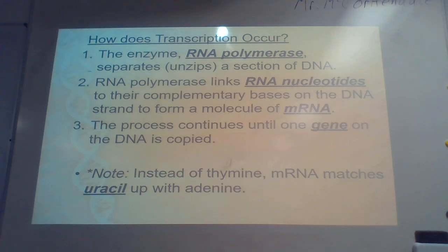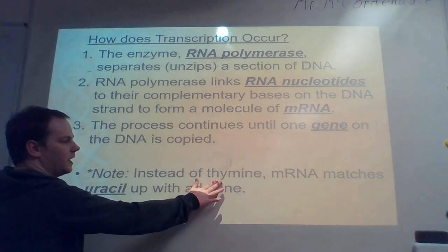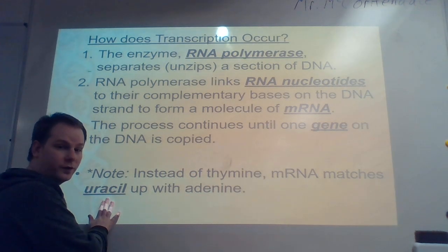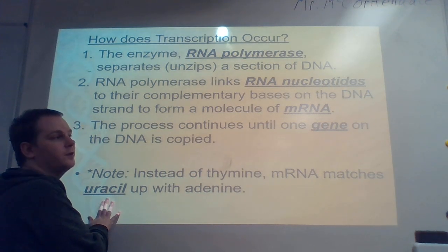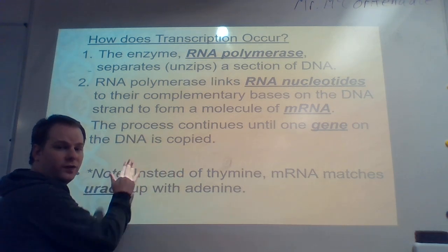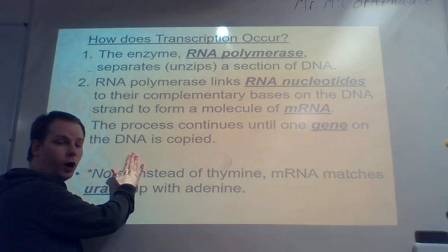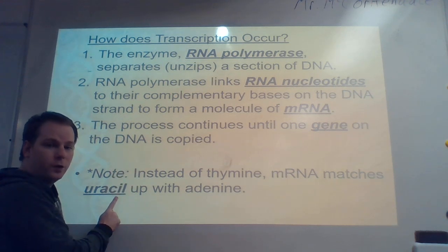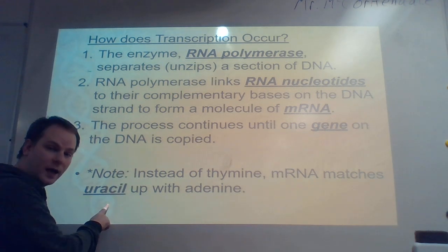Now remember, RNA doesn't use thymine; it has uracil instead. So every time there is an A in the DNA, normally we would attach a T to that. Since we're making an RNA copy, we use uracil, U, instead.